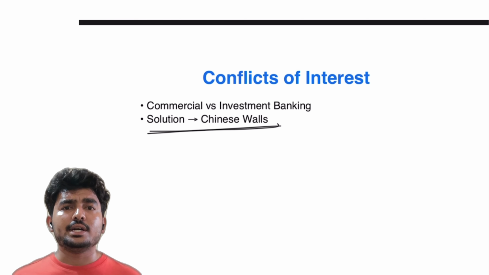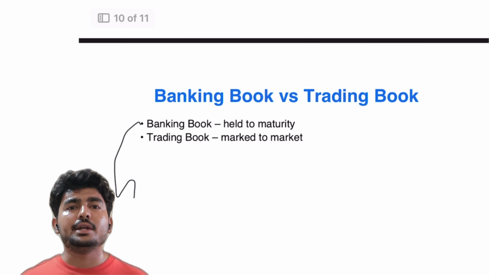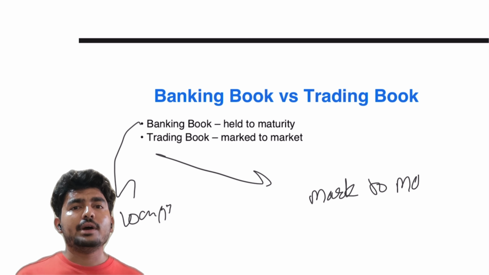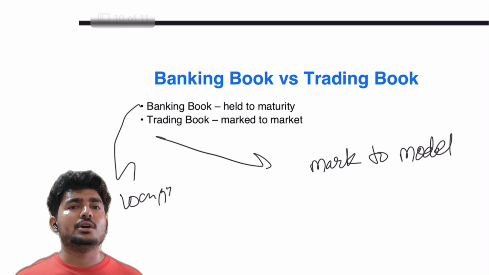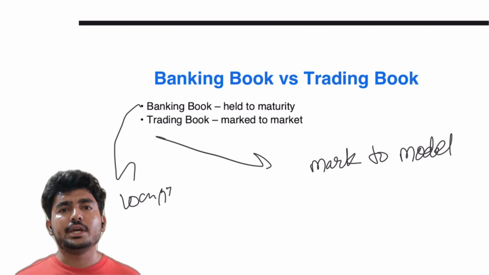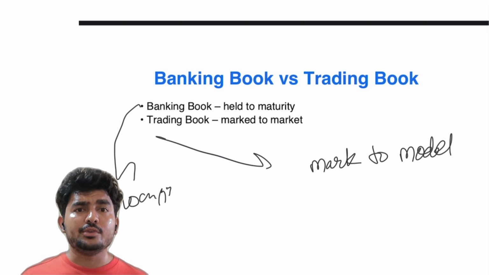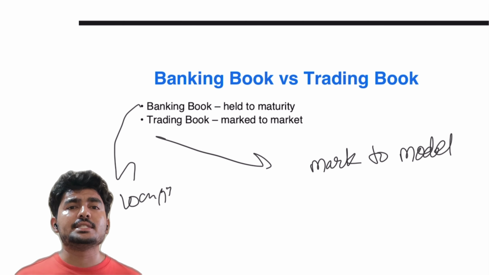Banks also divide assets into two books: the banking book, where loans are held to maturity, and the trading book, where assets are traded daily and marked to market. Finally, many banks followed the originate-to-distribute model. They create loans and sell them to investors. This increases liquidity but can also weaken lending standards.